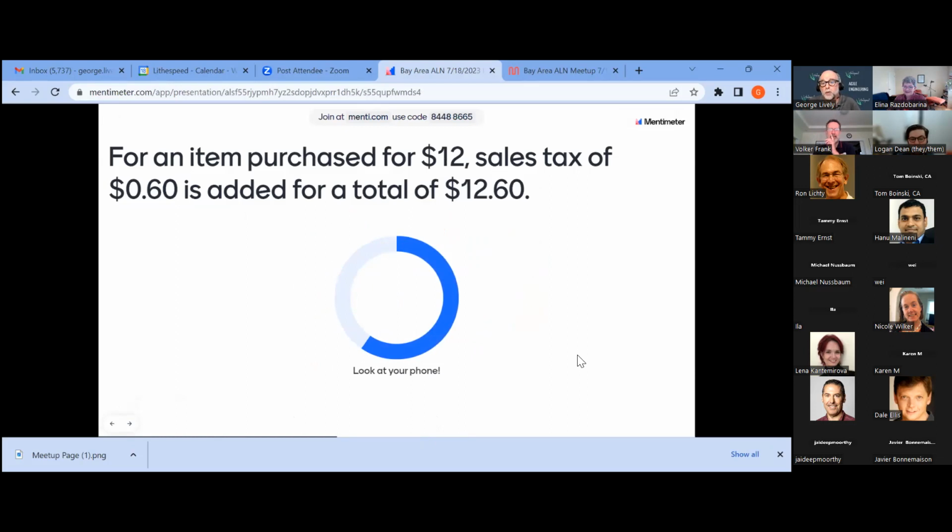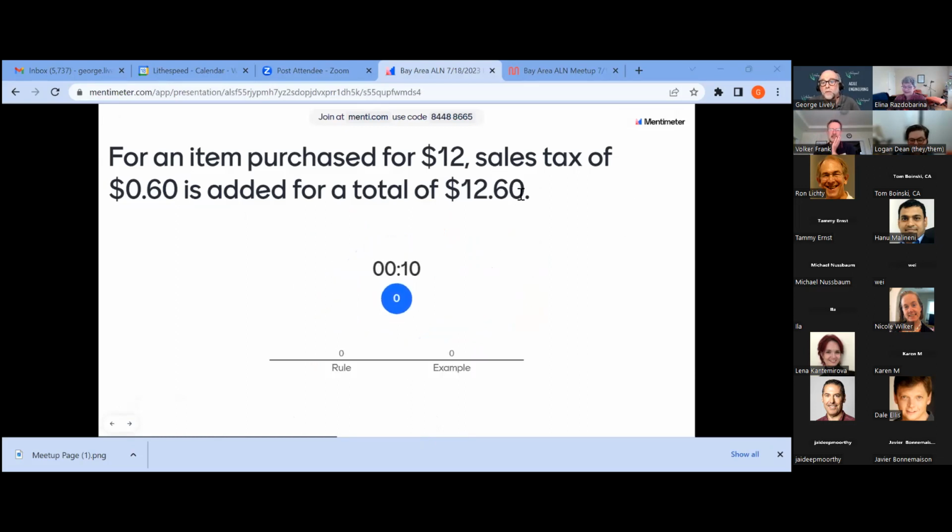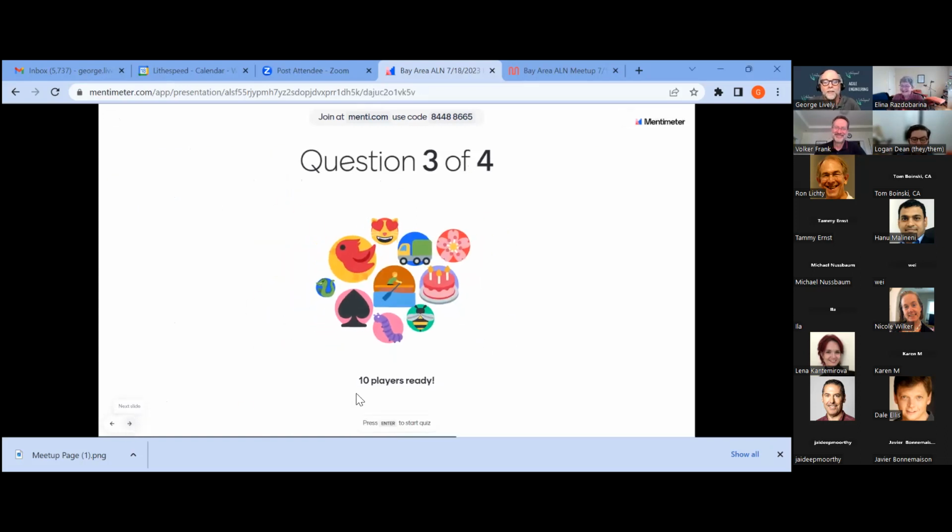For an item purchased for $12, sales tax of 60 cents is added for a total of $12.60. Is that a rule or an example? Oh, that was fast. All right, very good. Everyone got that right. Excellent. You know, they're good students. All right, next.